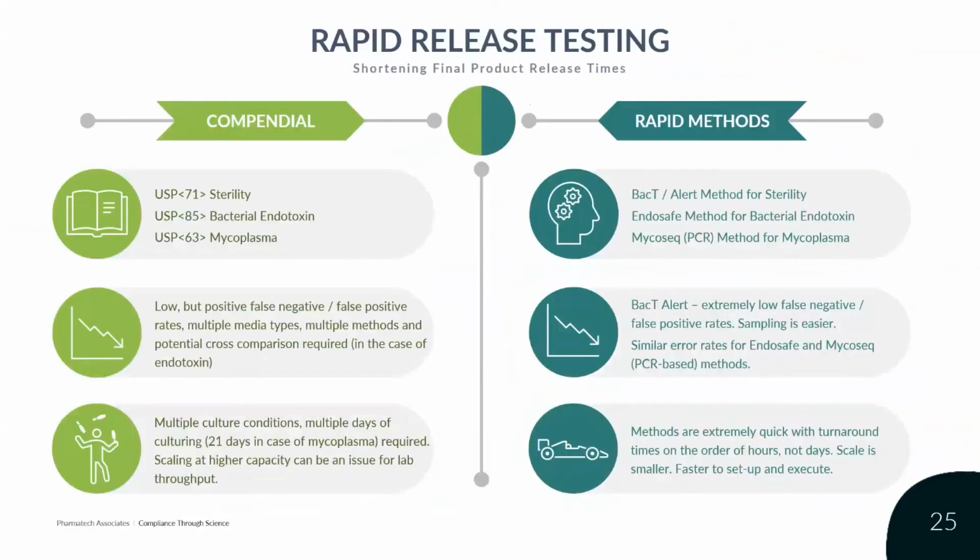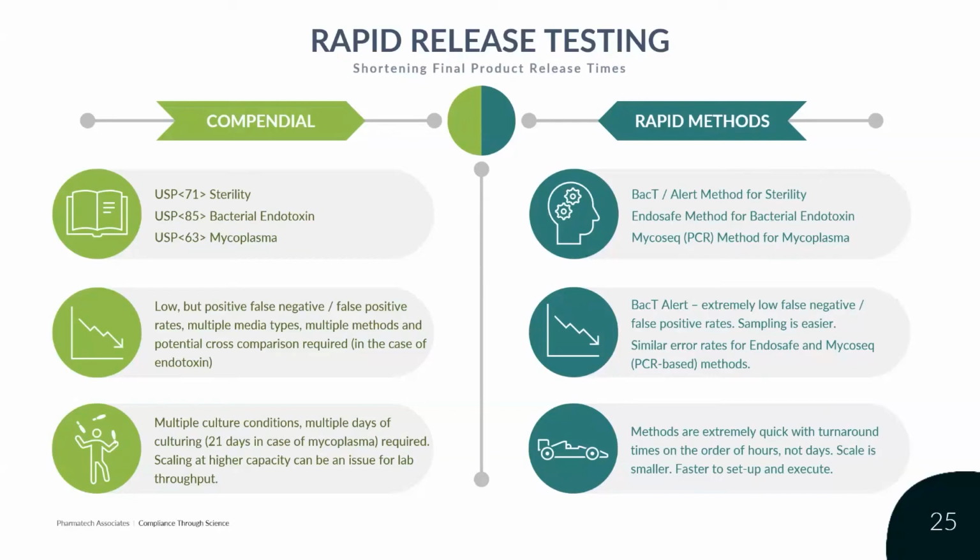So with that said, we'll jump into the next thing, which is the rapid release testing that I had been talking about. If you look at the compendial methods on the left side, great, they're standardized, they're generally low cost, but there are some false negative, some false positive rates that do show across thousands and thousands of tests. And then ultimately, there might be some cross comparison required because if you look at the bacterial endotoxin method, there's technically three methods in there.